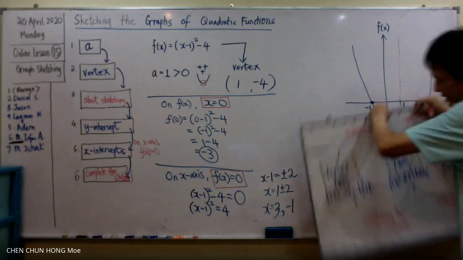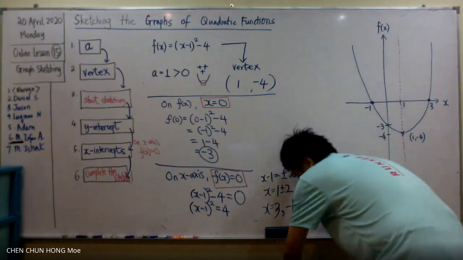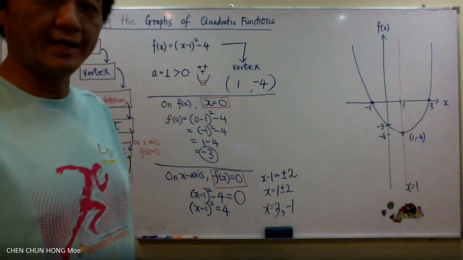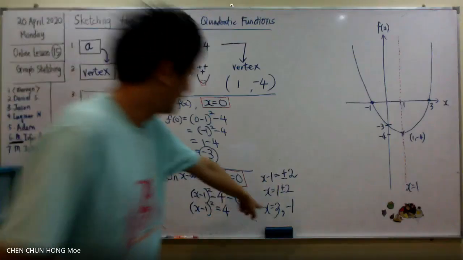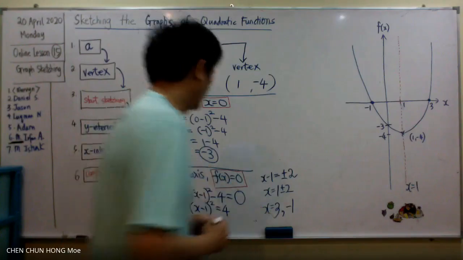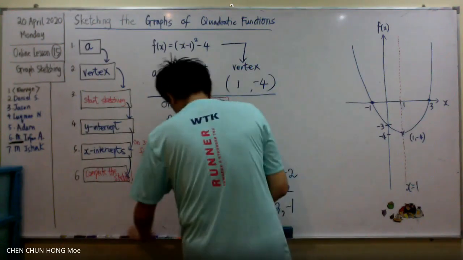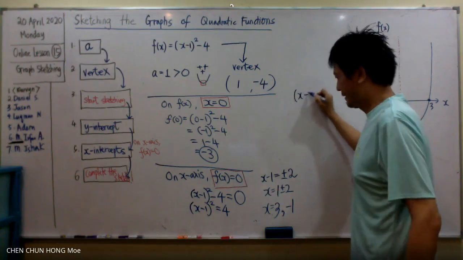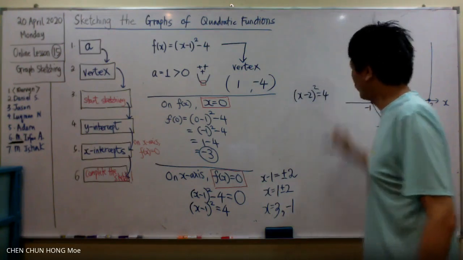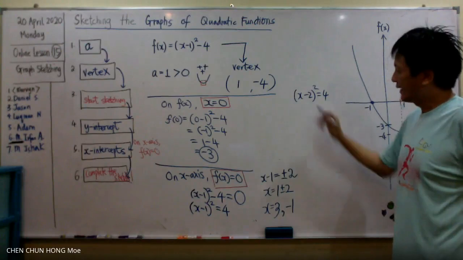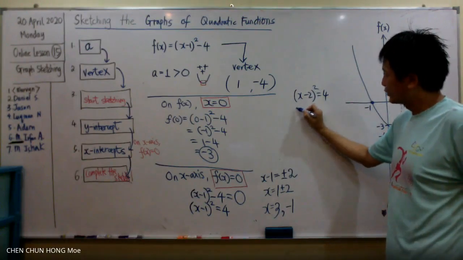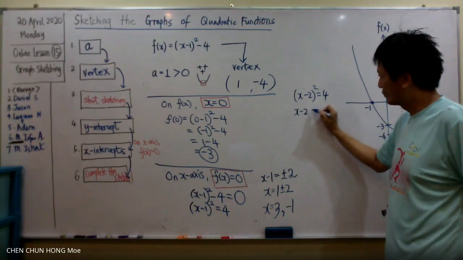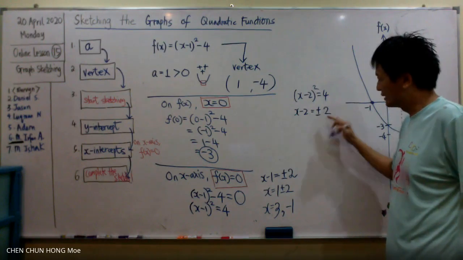Okay, so yes, your question. How come got two values, sir? Where? 1 plus minus 2. Oh, okay. So remember this. Maybe I'll do it again. (x - 2) squared equals 4. I can expand this, but instead I take the square root. So if I take the square root, I have plus minus 2. Is this a problem?